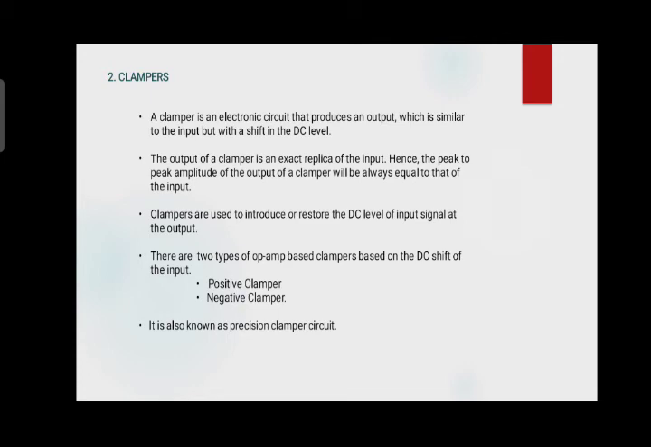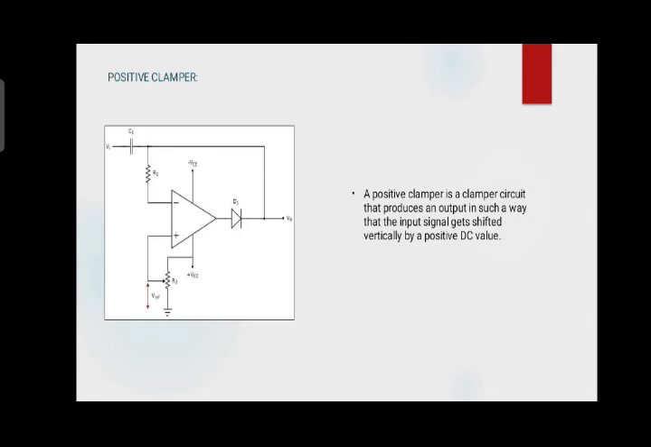This is also known as precision clamper circuit because it shifts the input voltage to the exact value of the applied reference voltage. This is the positive clamper circuit. There is a diode D1 in the output terminal of the op-amp. We apply the reference voltage to the non-inverting terminal of the op-amp. There is a capacitor between the input voltage source and the inverting terminal of the op-amp. Positive clamper circuit is the circuit that shifts the input voltage to a certain positive DC value.